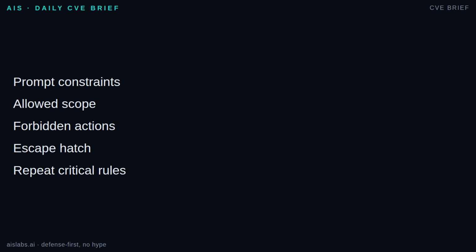"Use only the provided context" is not enough. Add, "Do not use outside knowledge." Then give the escape hatch: "If the answer is not in the context, answer unknown." That single line is boring, but it changes the behavior. You are giving the model permission to stop instead of improvise.